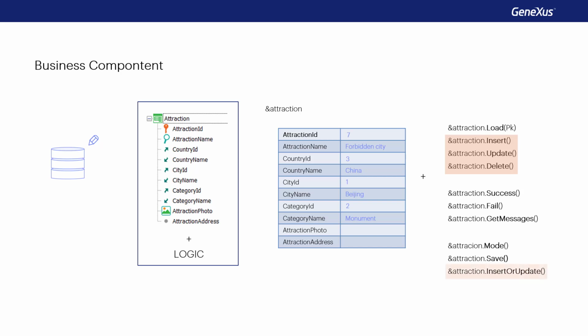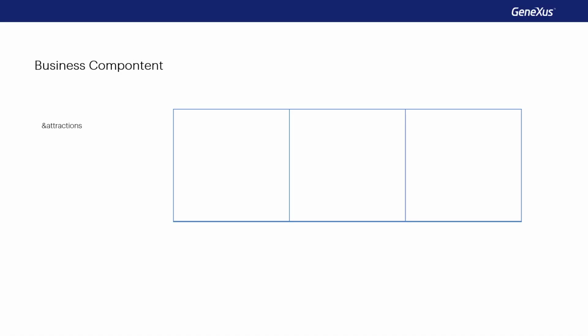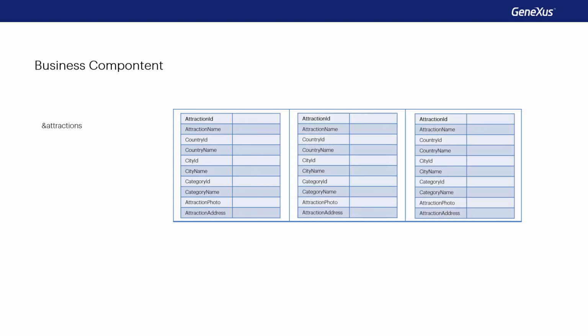The insert, update, delete, and insert or update methods can also be applied to business component collections. So, if the attractions variable were a collection of the attraction business component, in this case, a collection of 3 attraction items, applying the insert or update method would be the equivalent of running through the collection and applying the method individually to each item. The result will be true if the individual results were all true.